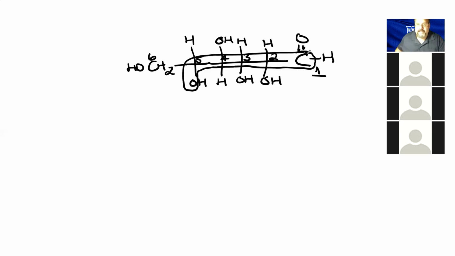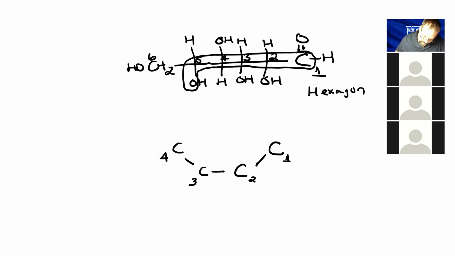How many atoms is that total here? 1, 2, 3, 4, 5, 6. So what shape am I going to draw? I'm going to draw a hexagon. Now, how do I start to do that? I'm going to put carbon number 1 all the way to the right, and then I'm going to start to make my hexagon. So carbon 1, carbon 2, carbon 3, carbon 4, and then I'm going to stop at carbon 5.